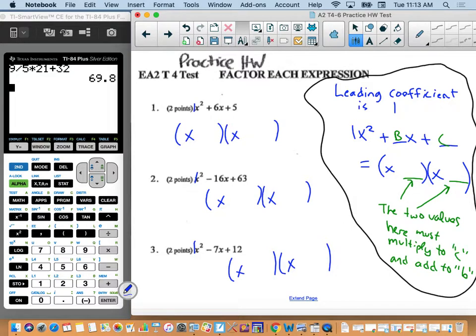And then to fill in the other blank, you just have to find the 2 numbers that multiply to 5 and add to 6. So that would be 5 and 1.